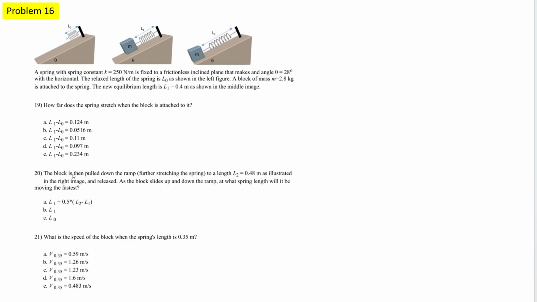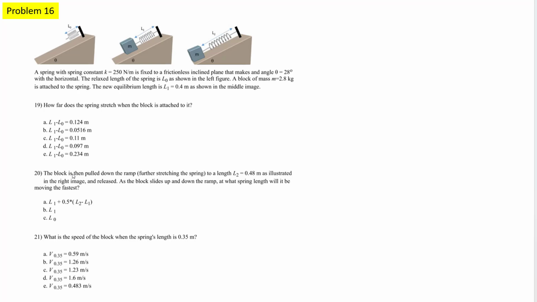All right, here's problem 16. It says a spring with spring constant k equals 250 newtons per meter is fixed to a frictionless inclined plane that makes an angle of 28 degrees with the horizontal. The relaxed length of the spring is L0 as shown in the left figure over here.